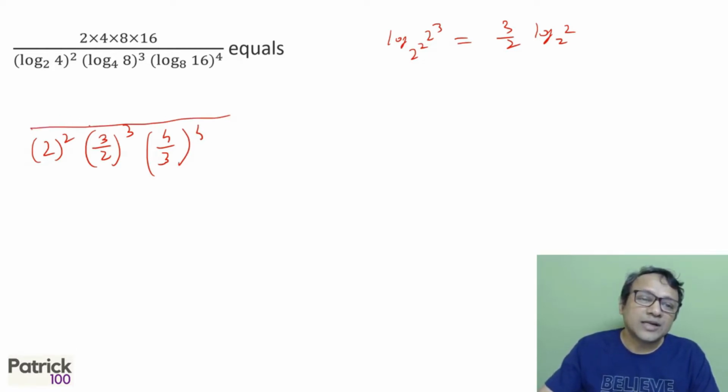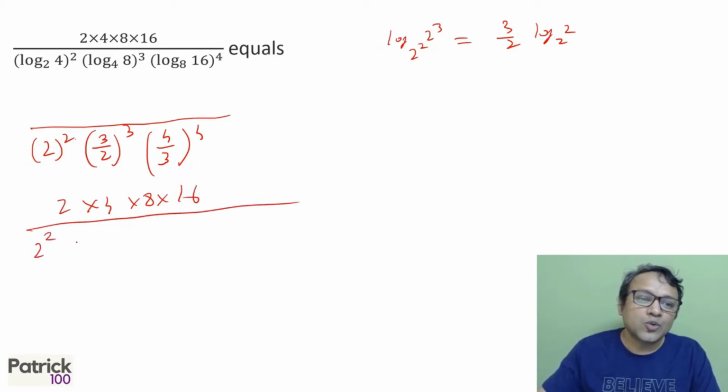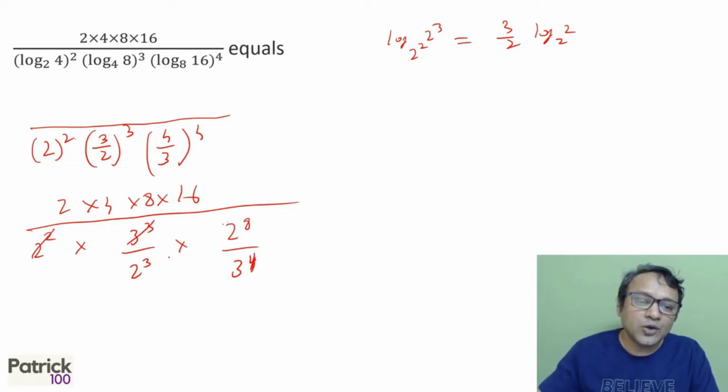Okay, now once you understand this, now try to cancel it off. So if I look at it, 4 will get cancelled. If you want, you can add a whole thing. 2 into 4 into 8 into 16 upon 2 square into 3 cube upon 2 cube into this will become, you can say 4 raised to 4 or 2 raised to 8 upon 3 raised to 4. Now 3 cube and 3 raised to 4 will get cancelled, so 3 will remain out here. 2 square cube will get cancelled, 2 will remain. 2 will get cancelled with 2 raised to 8, 7 will remain.